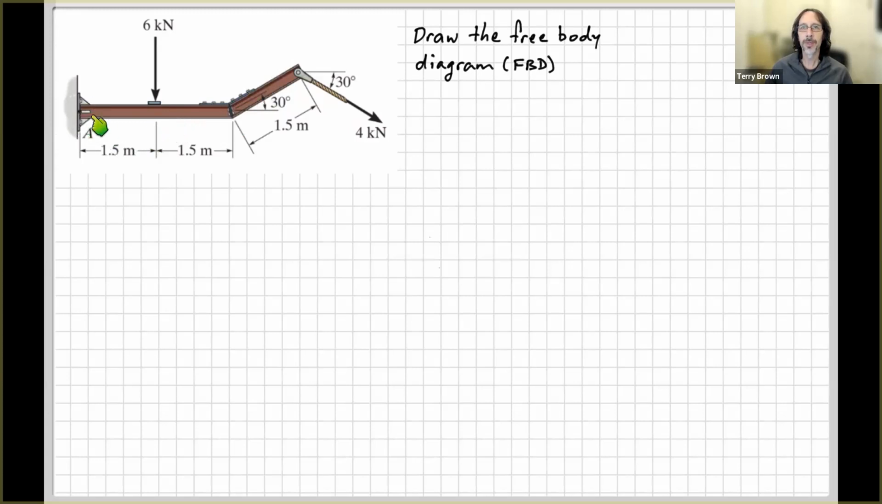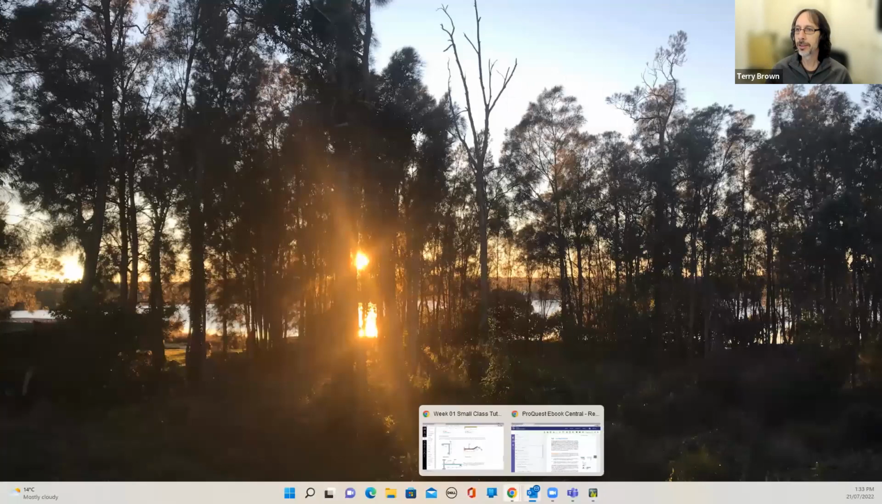the support. Okay, so as you should know, the first step in doing any kind of analysis of rigid bodies in equilibrium requires us to draw the free body diagram. Okay, so before we get into that, what I'm going to do just firstly is go and have a quick look at the textbook.